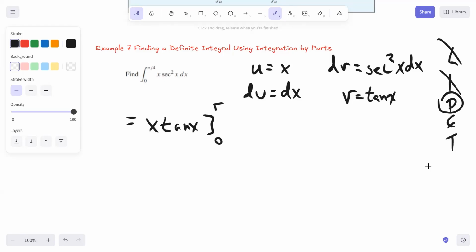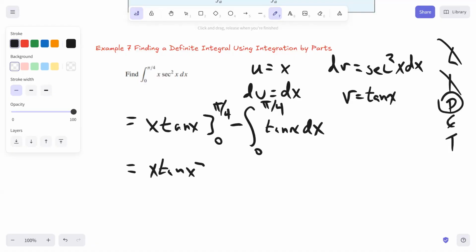evaluated from 0 to pi over 4, minus the definite integral from 0 to pi over 4 of tangent x dx. Then you would have x tangent x from 0 to pi over 4 minus the antiderivative of tangent, if you remember, is natural log absolute value of secant, and we'll evaluate that from 0 to pi over 4. It's important to keep your work very organized here because it can get a little bit confusing.